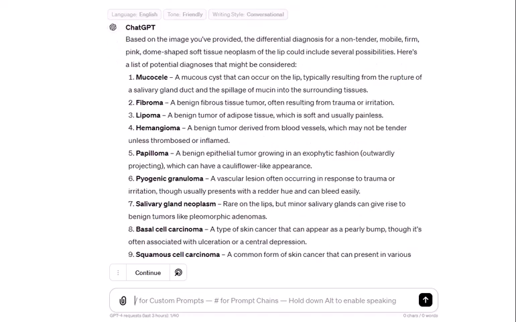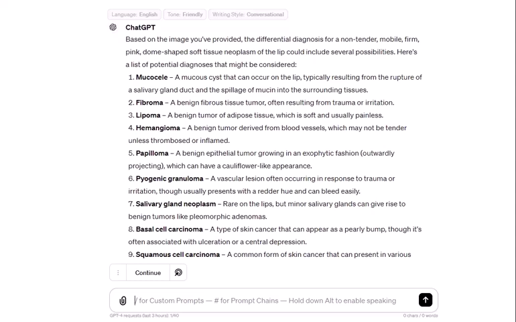Number one, they had is a mucocele. Number two, fibroma. Number three, lipoma. Number four, hemangioma. Number five, papilloma. Number six, pyogenic granuloma. And then salivary gland neoplasm was 7, basal cell carcinoma 8, and squamous cell carcinoma 9. So we got 9 potential diagnoses listed, and I think it's a pretty good list.